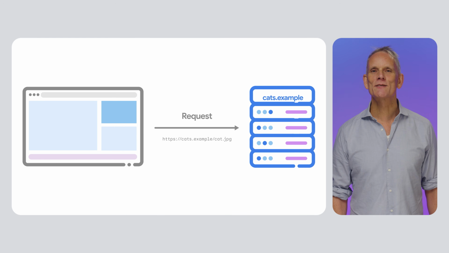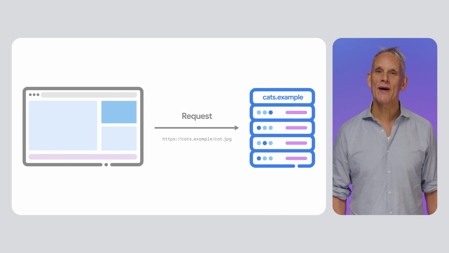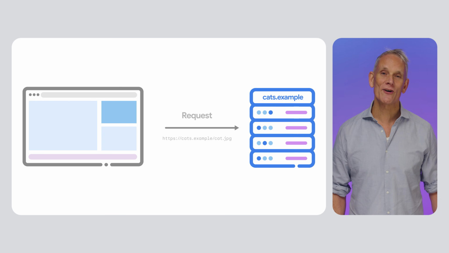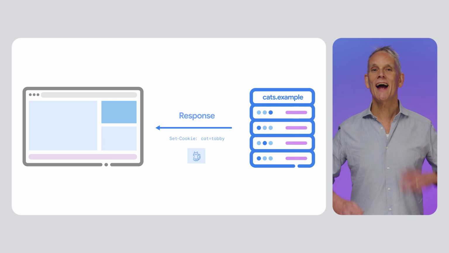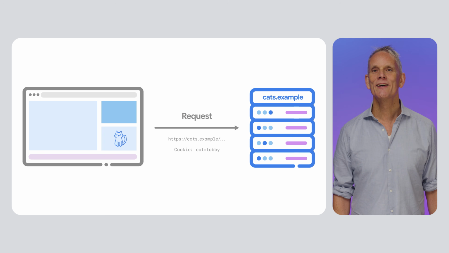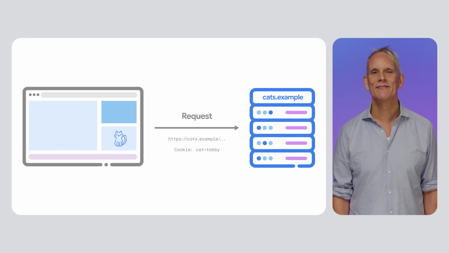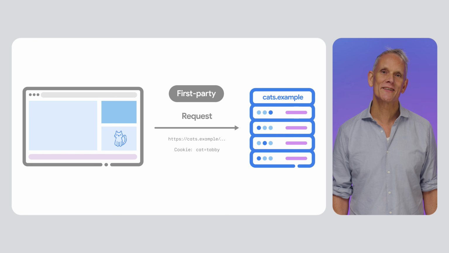A cookie is a small amount of text, a name and a value, sent from a website, stored locally on your browser, and then sent back with requests to the website's back-end server. Now, cookies allow a website to store information so it can do things like remember a user between pages.